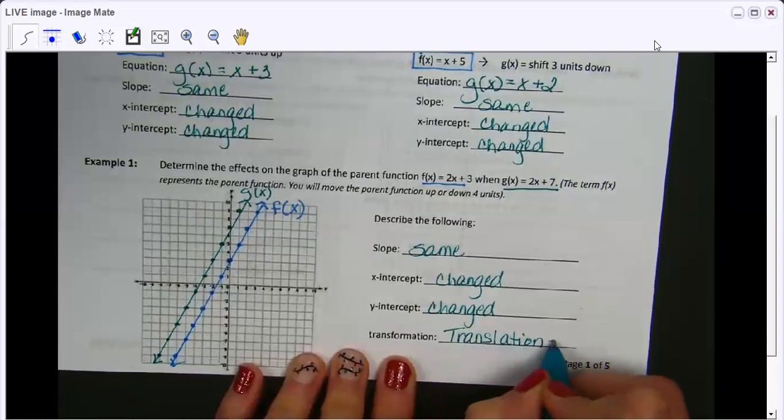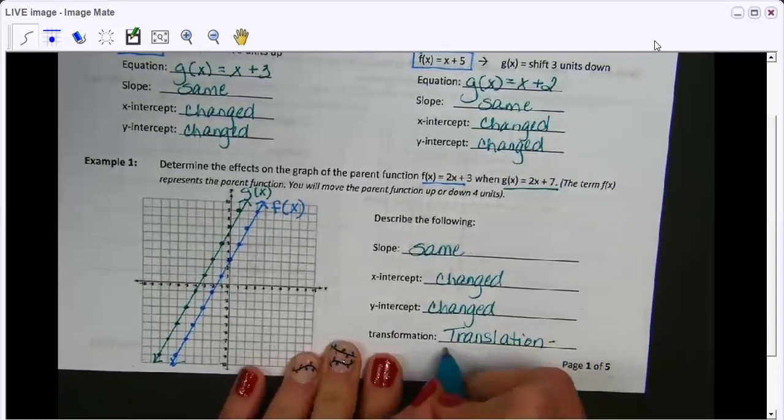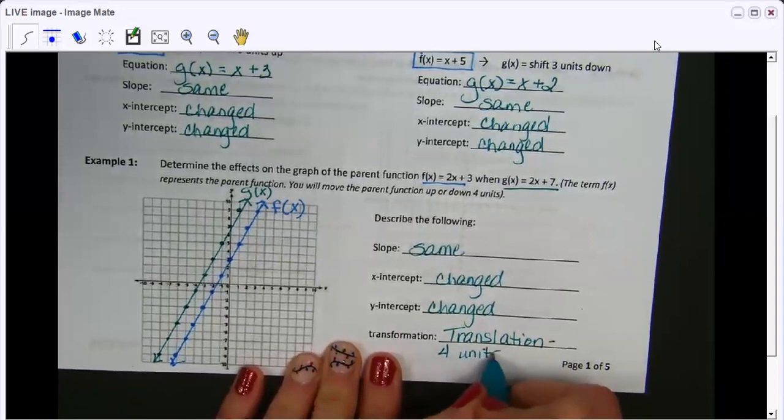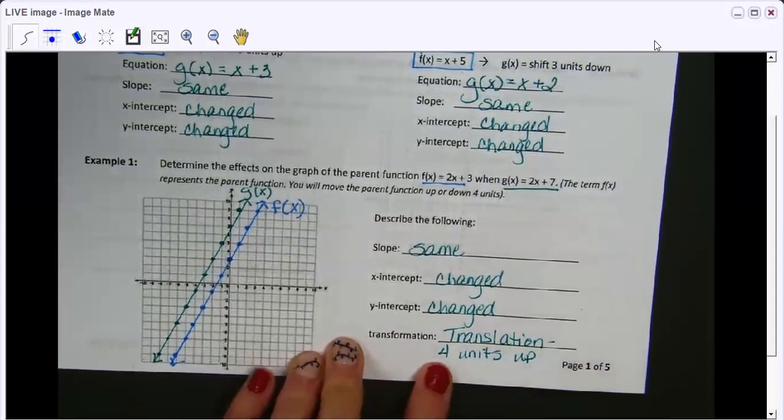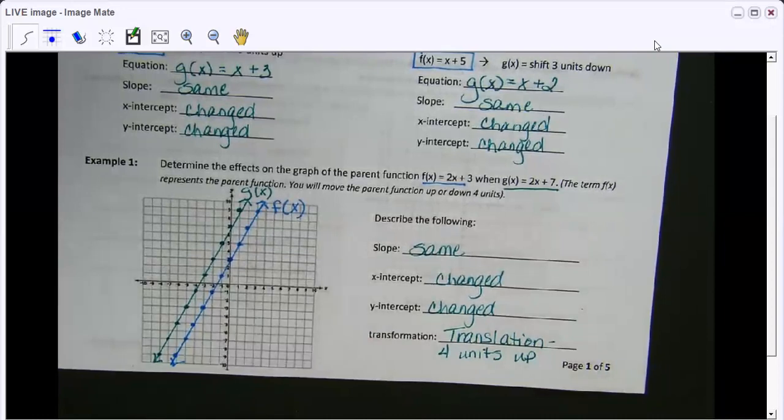And you would describe it as 4 units up. So make sure you're doing that on your homework, okay? All right, any questions about this?